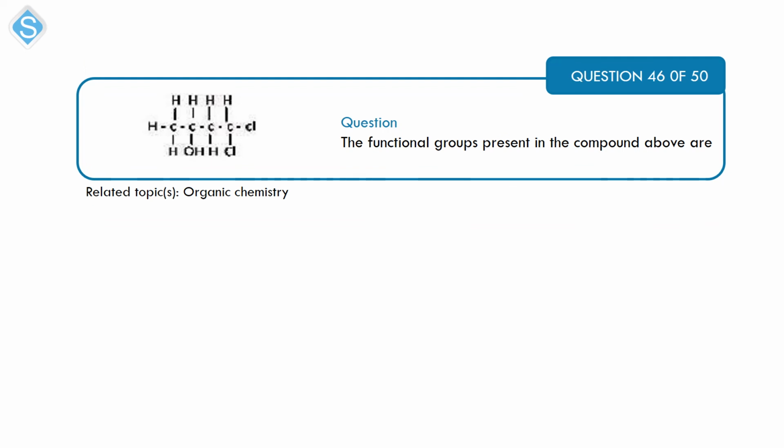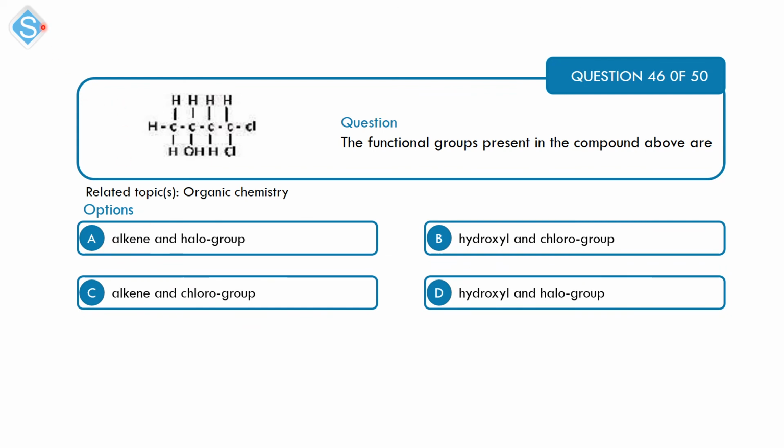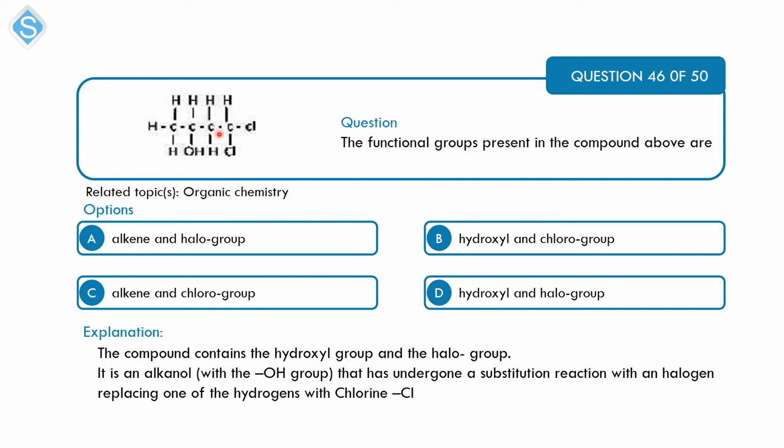Next is also on organic chemistry. The functional groups present in the compounds above are, you have A, alkane and halo group, B, hydroxyl and chloro group, C, alkane and chloro group, and D, hydroxyl and halo group. Alright, so if you look at this compound, we have 2 functional groups here. One is this OH group, which is your hydroxyl group that you have in alkanols, and the second is this halo group, and the halo group is for the group of halogens, your chlorine, your fluorine, your bromine, your iodine. All right, so you have the hydroxyl group and the halo group. That's option D.